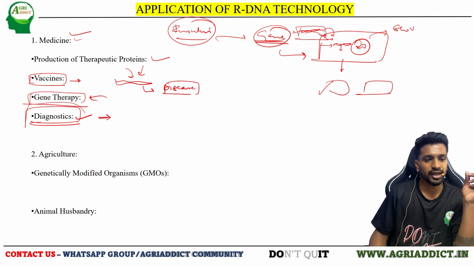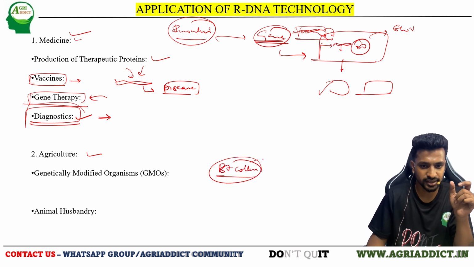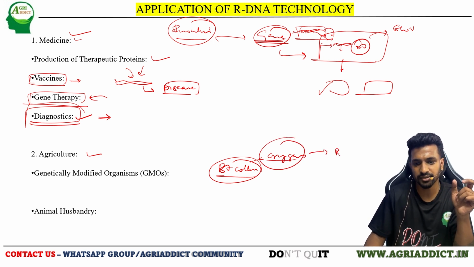This is all in the medicinal field. Next, in the agriculture field, we have a very common example, which is Bt cotton. So what is Bt cotton? In Bt cotton, certain genes called cry genes are incorporated from bacteria into the cotton plant crop, right?